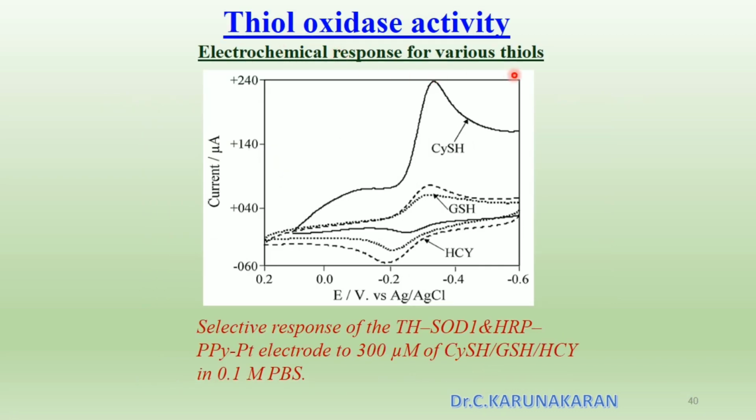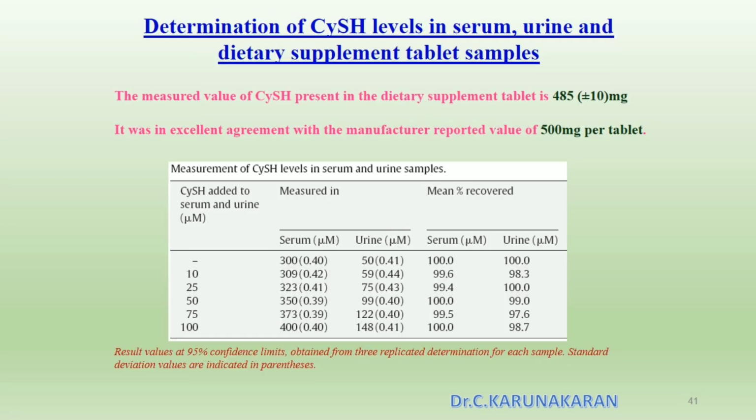In addition to superoxide dismutase activity, we have earlier studied that the SOD1 enzyme has thiol oxidase activity, especially as you see with homocysteine, glutathione and cysteine. Only cysteine gives thiol oxidase activity with the superoxide dismutase enzyme. Using the biosensor developed, we have determined the cysteine levels in serum, urine and dietary supplement tablet samples.